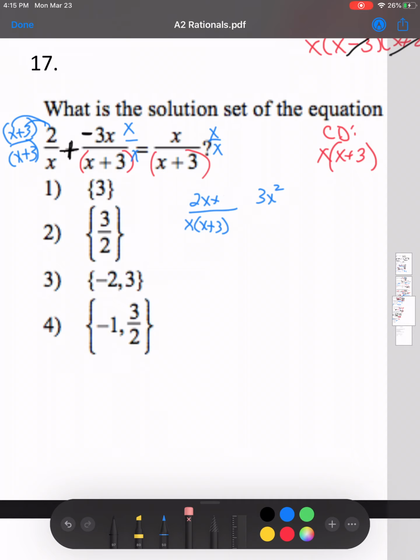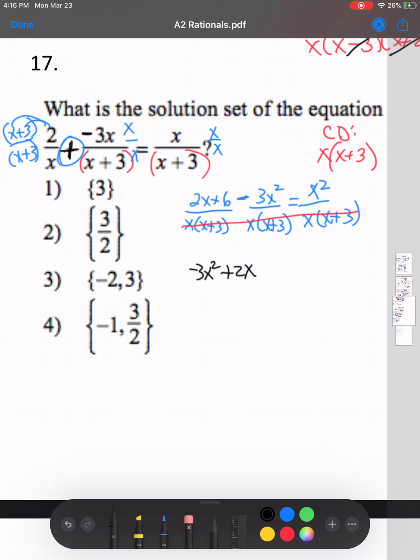So that makes it negative 3x squared over x plus 3. And that makes it an x squared over x plus 3. Okay, so I didn't realize that was a minus, or I totally forgot to finish that thought. Okay, so denominators are the same, drop them. And we have a negative 3x squared, positive 2x, positive 6 equals x squared.